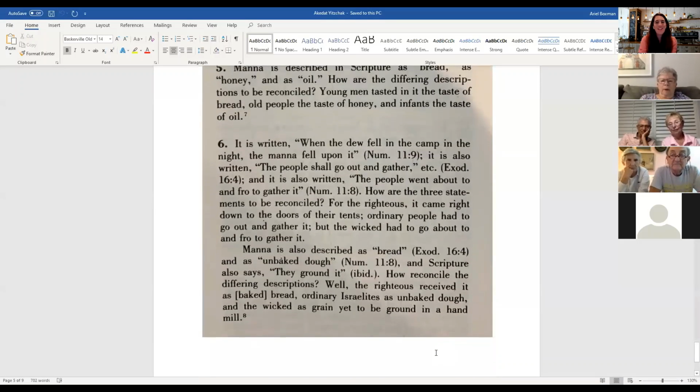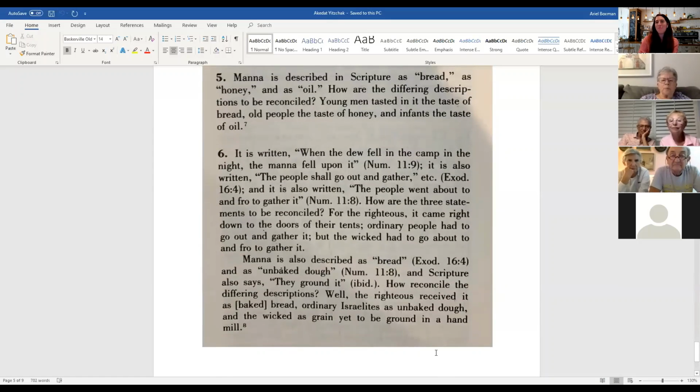The next one is where Myra and Al were going. It is written, when the dew fell in the camp in the night, the manna fell upon it. It is also written, the people shall go out and gather. And it is also written, the people went about to and fro to gather it. How are the three statements to be reconciled? For the righteous, it came right down to the doors of their tents. Ordinary people had to go out and gather it, but the wicked had to go about to and fro to gather it.